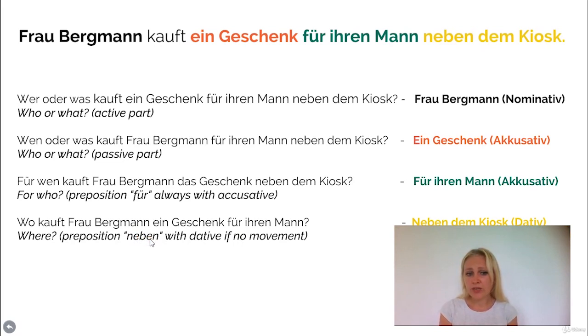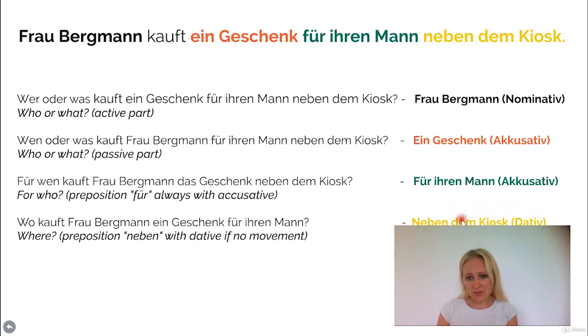So the question is, where did she buy it? Next to the kiosk? I'm not asking where did she go to in order to buy it, right? She just says she bought it next to the kiosk. So that's why you have to use the dative case. The answer here is neben dem Kiosk, it's the dative object.